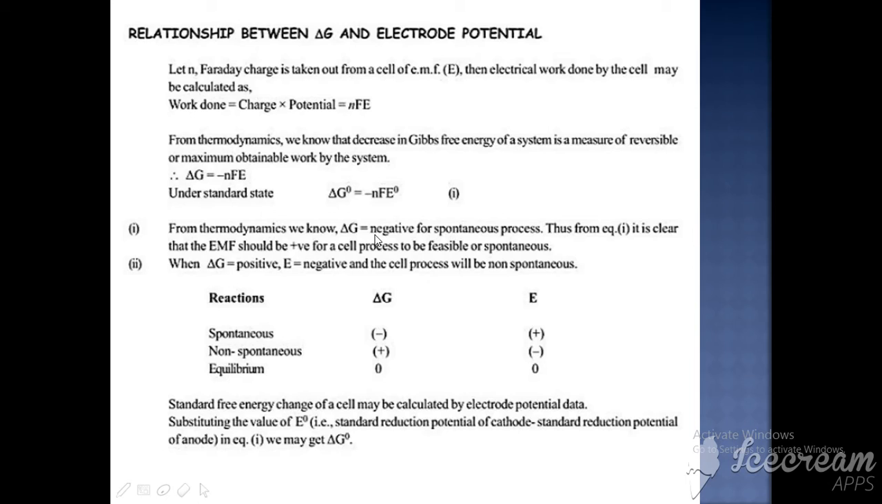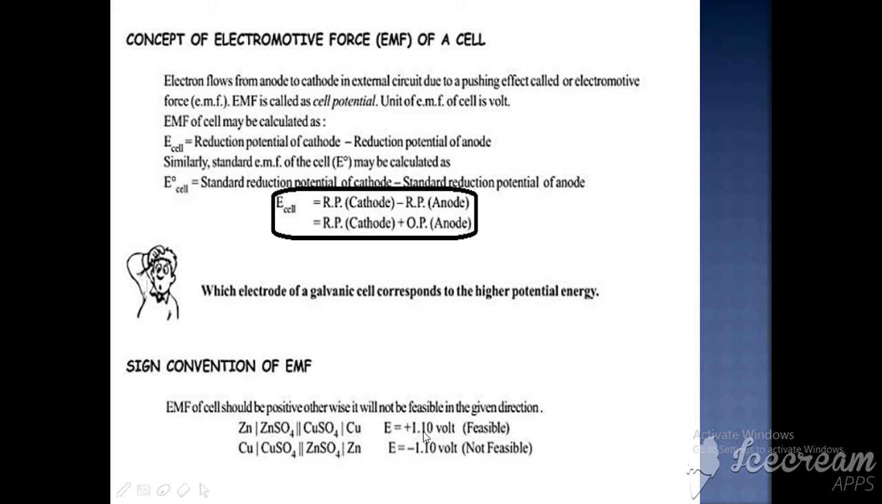From thermodynamic law, delta G is negative for a spontaneous process. Now let us go back to the topic here. If delta G is negative, then only the reaction will be possible. If E naught is positive, then only delta G is negative. Hence this reaction is feasible and spontaneous. This reaction is spontaneous and this is not spontaneous.